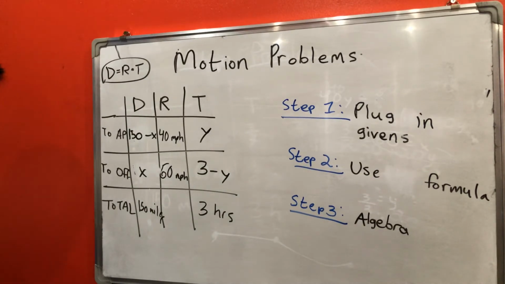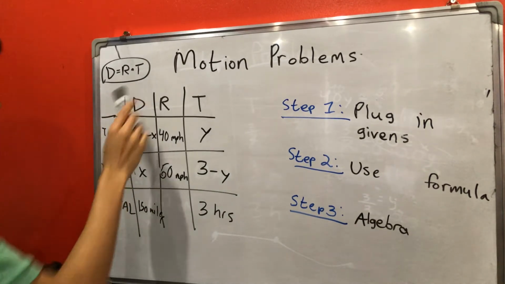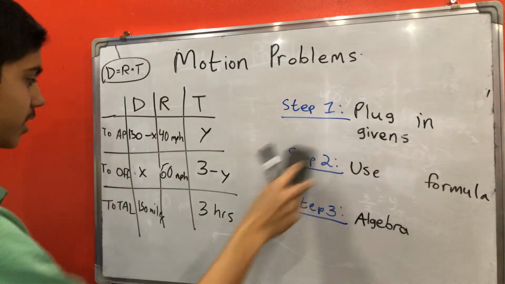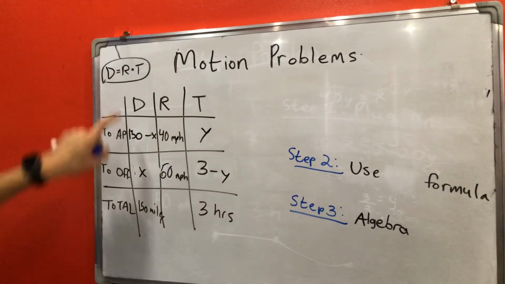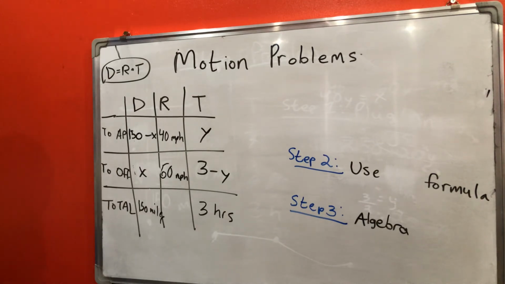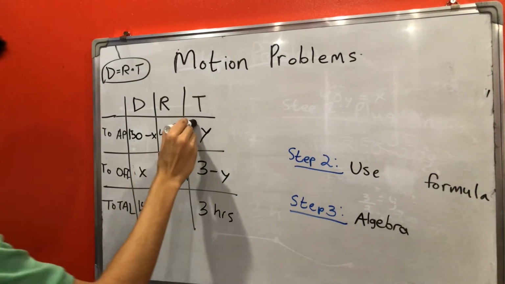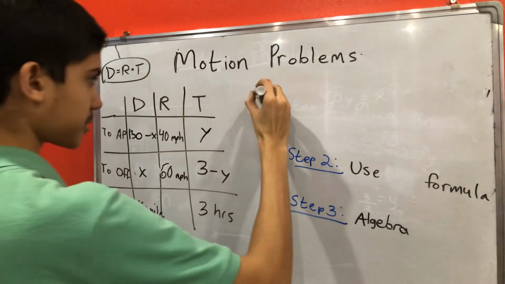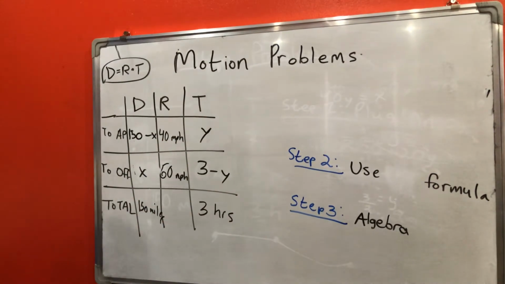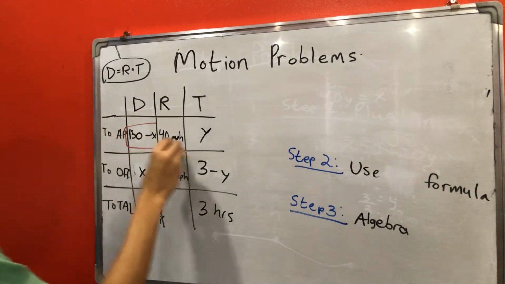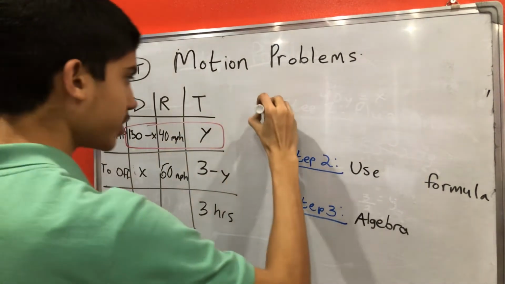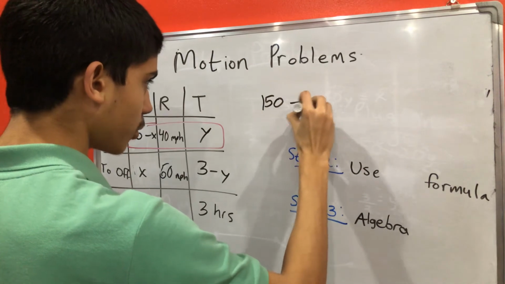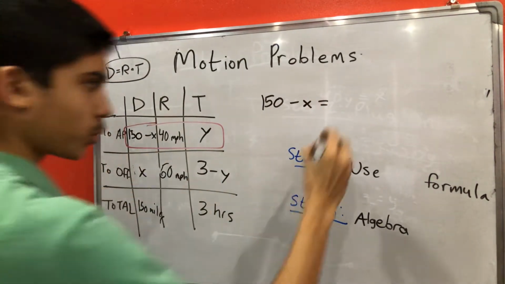Alright. So now we're going to use our little formula. We basically plugged in all the givens, so we're done with step 1. Now we're going to use the formula distance equals rate times time. Let's focus on this column. Over here we see that 150 minus x will be equal to 40 times y, so 40y.